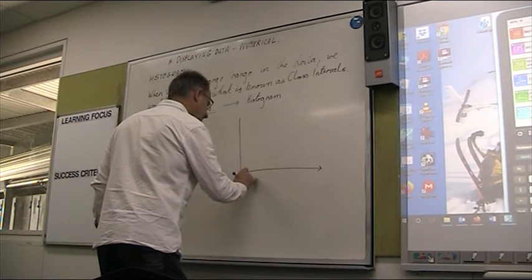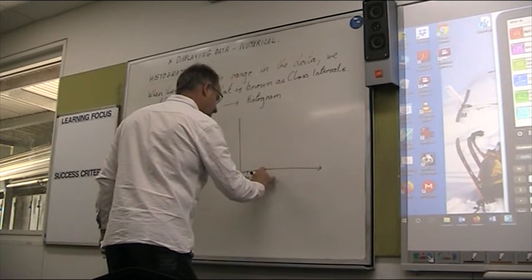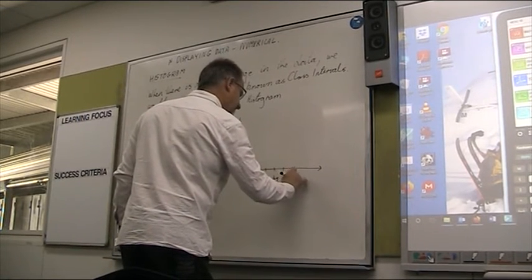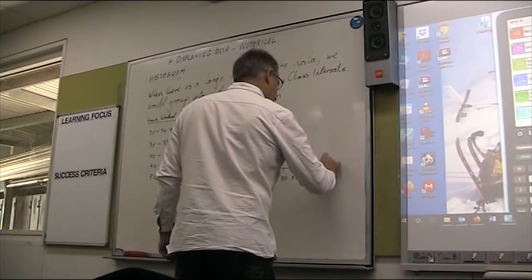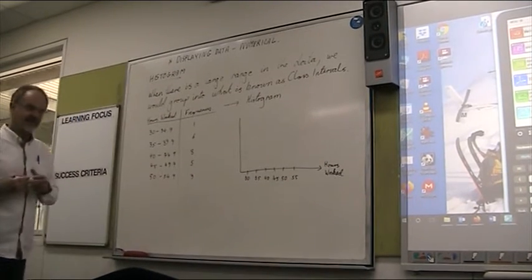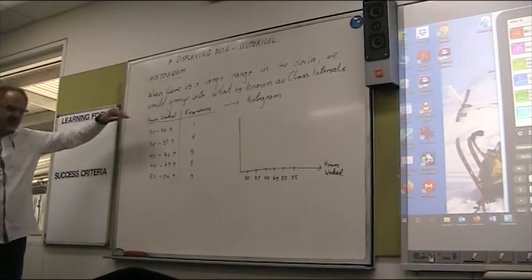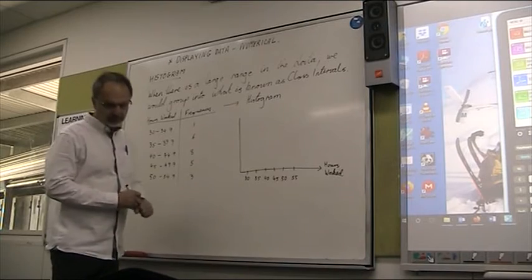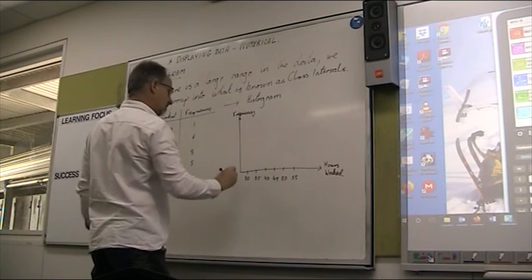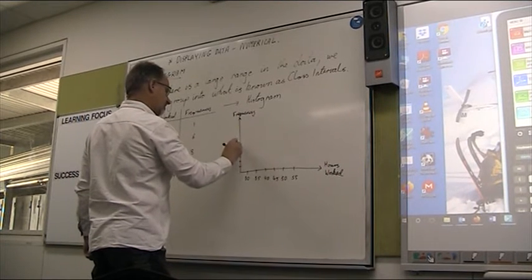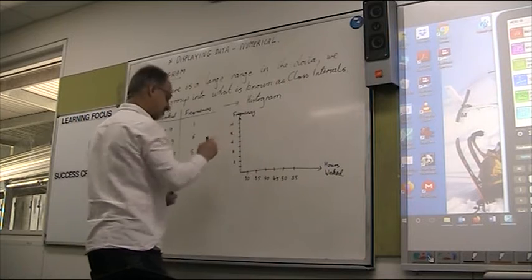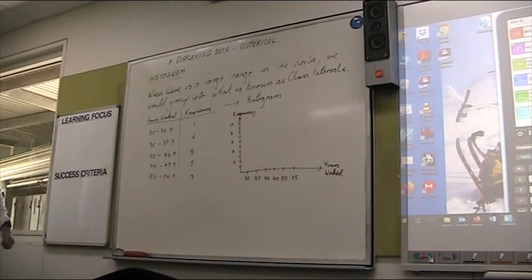So I'll start here at 30, 35, 40, 45, 50 and 55. And that is our hours worked on that axis. So whatever's along here, what this represents is hours worked. Then up the side here we've got our frequency, and so now we have columns.